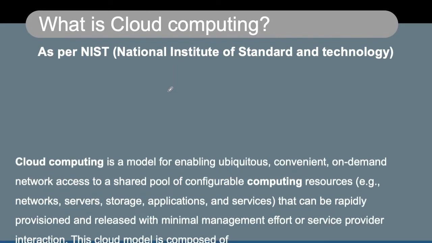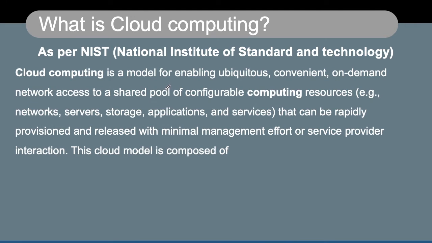Cloud computing, as per the NIST definition, is enabling ubiquitous, convenient, on-demand network access to a shared pool of configurable computing resources, and those resources can be networks, servers, storage, applications, and services, which can be rapidly provisioned on demand and released with minimal management effort or service provider interaction. So without any intervention from the service provider, these can be provisioned as well as released.